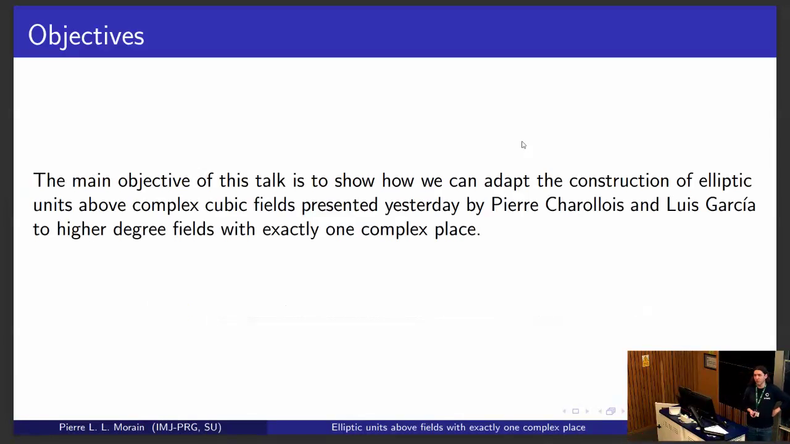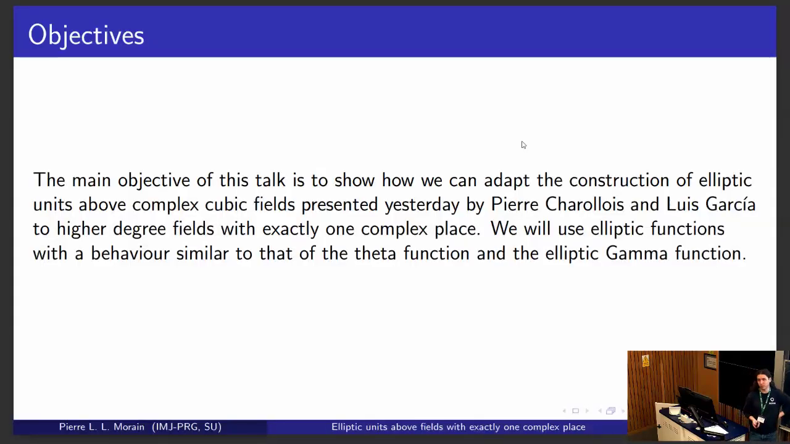In the language of the rank 1 Stark abelian conjecture, you may call these ATR fields, or almost totally real fields. To do so, I first need to introduce the higher degree functions that we are going to use, which look like the theta function and the elliptic gamma function from yesterday. That's what we're going to do first. Then I'm going to show you how we can adapt the construction that was presented yesterday by Luis to higher degree ATR fields. And if I have time at the end, I will show some computations for higher degree fields, and maybe we'll have time to go for a degree 6 field.